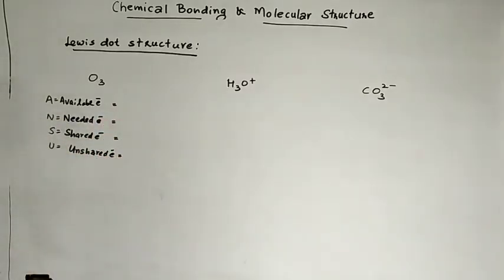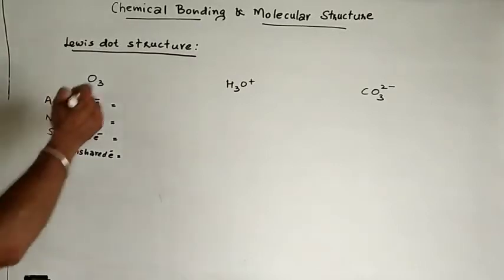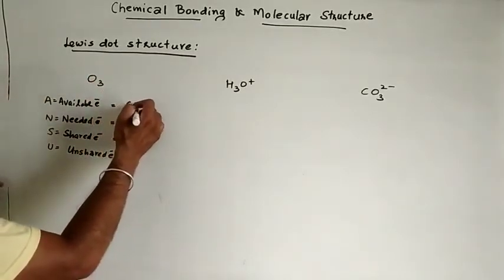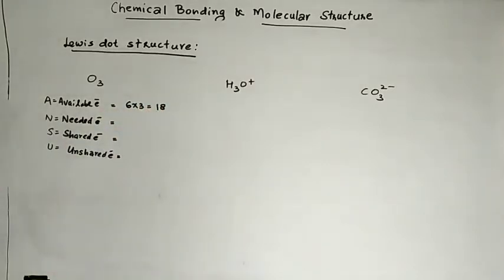Available electrons means which electrons are available for bond formation, which are present in the outermost shell, that is, valence electrons. Only the valence electrons are available for bond formation. It means the value of A is the sum of all the valence electrons of all the atoms. Oxygen has 6 valence electrons, so 6 times 3 is 18. The value of A is 18. We have 18 electrons available for bond formation between 3 oxygen atoms.